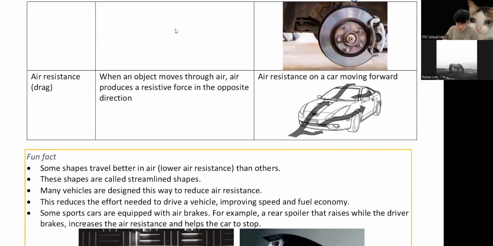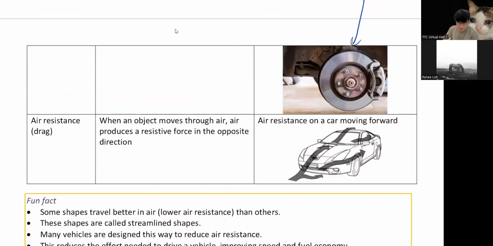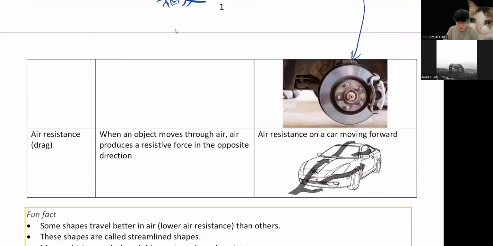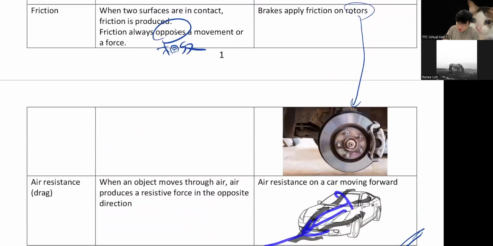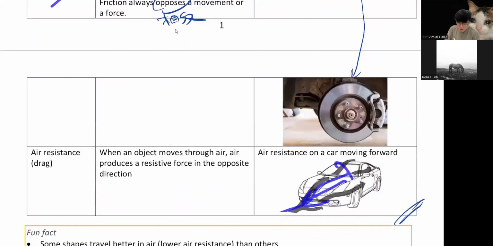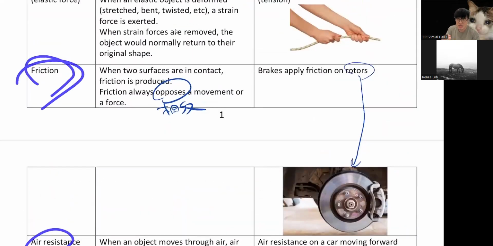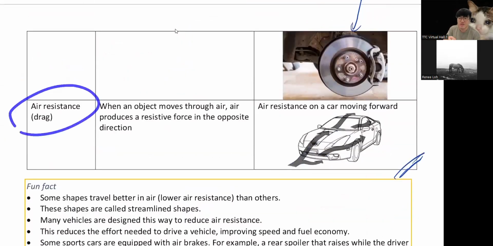Okay, so the last one, I think this is the last one of your contact force. This is your air resistance. What is air resistance? This is called 风的阻力. So air resistance. When you're moving through air, this is almost like friction, but friction is on solid ground. Okay, your road is solid ground, but air resistance is different.